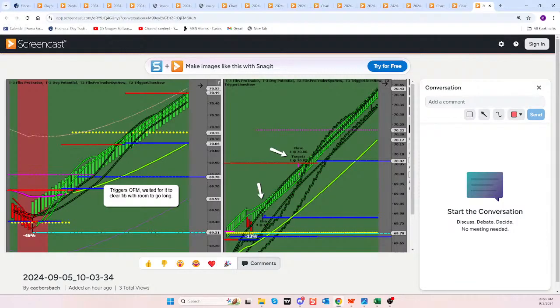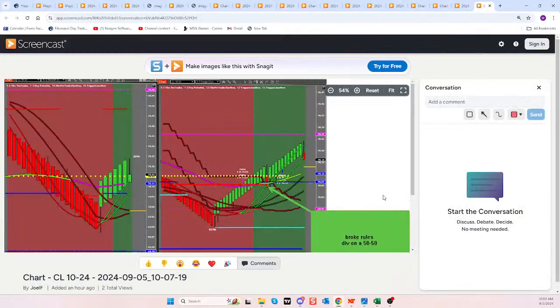Oil inventories in 5 minutes, guys. Let me know when it's like 1 minute, and I'll open up crude oil and we'll take a look at it and see if it jumps and bumps and spikes.